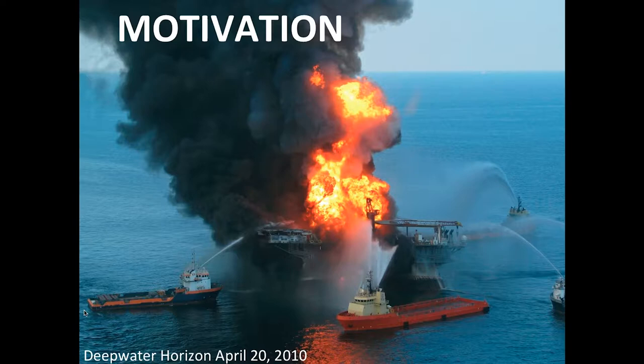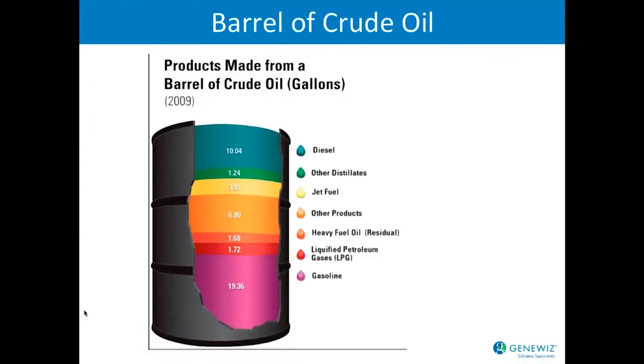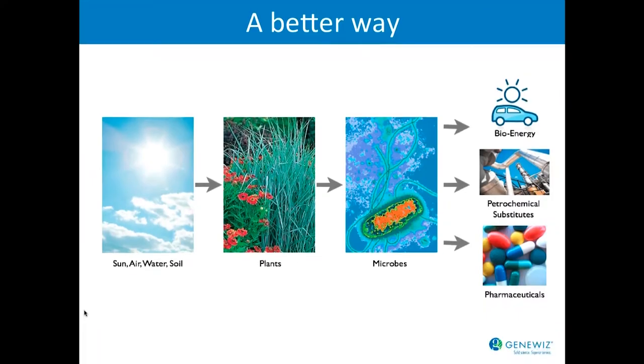I think there are probably fairly reasonable alternatives to sourcing a lot of the stuff we use every day, from medicines to fuels to agricultural products, rather than from a barrel of crude oil, but from bio-based alternatives. So taking sun, air, water, and soil, using plants and microbes to produce those very same chemicals that we use every day as fuel for our cars, as petrochemical substitutes for feedstocks, for everything from flavors to fragrances, and then of course pharmaceuticals as well.